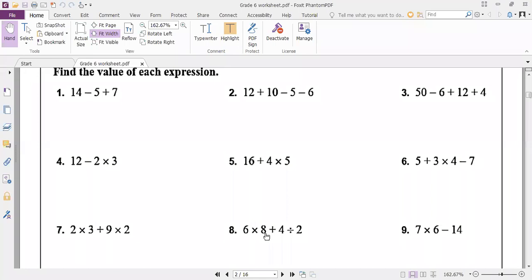If you solve 8, I will give you a big star. Okay, number 7: write the answer in the chat. What do we do firstly?